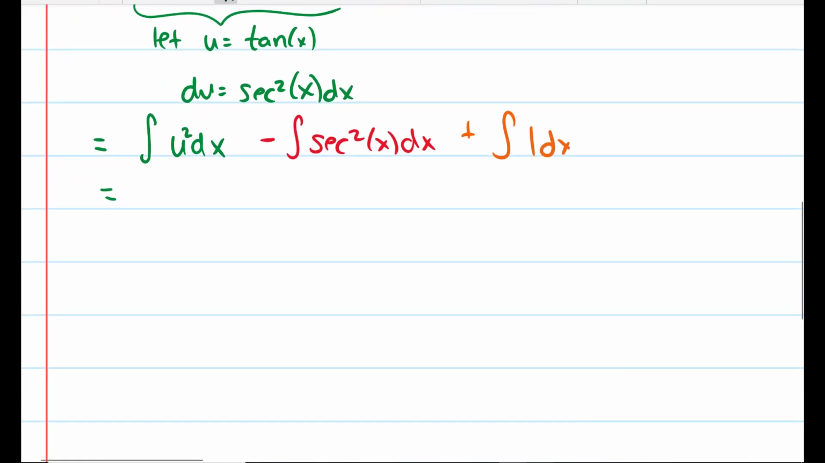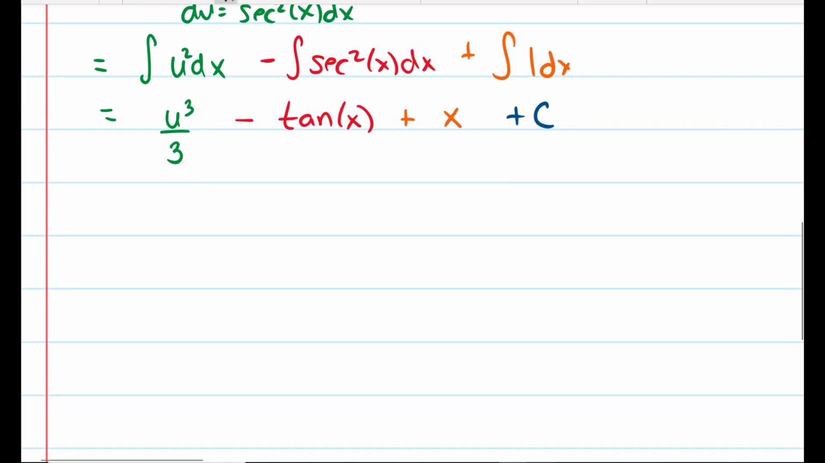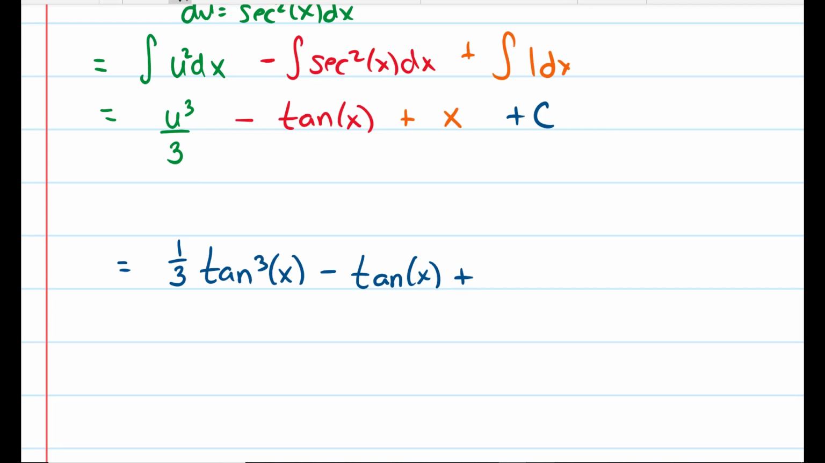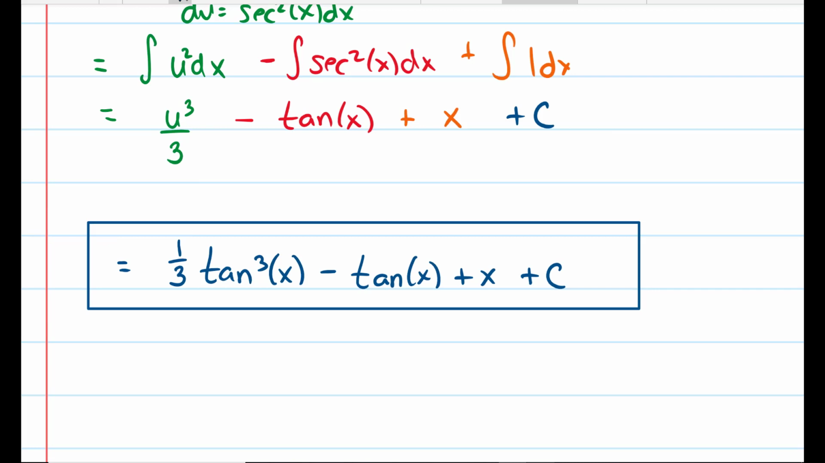So if I integrate u squared, I'm going to get u cubed over 3, minus tangent of x, plus x, and then finally a plus C at the end. But before I'm done, I need to u-sub my tangent back, so my final answer is 1/3 tangent cubed of x minus tangent of x plus x plus C. And that's how you integrate tangent to the fourth.